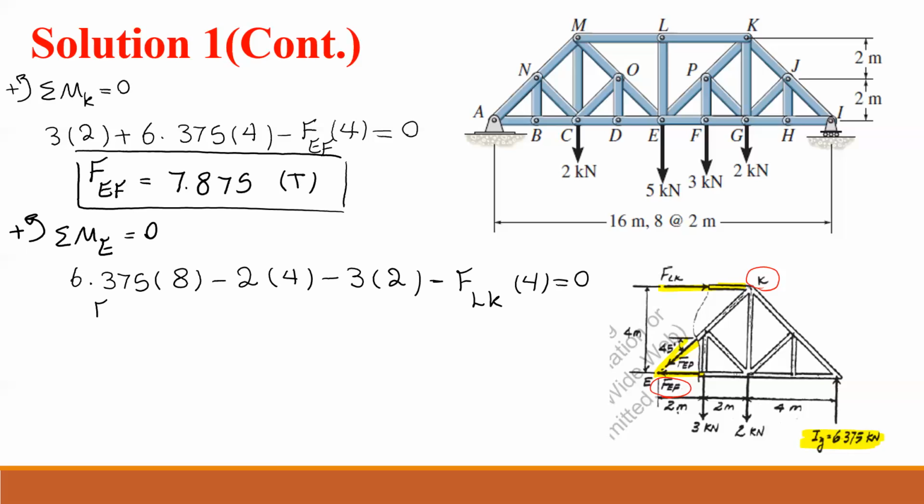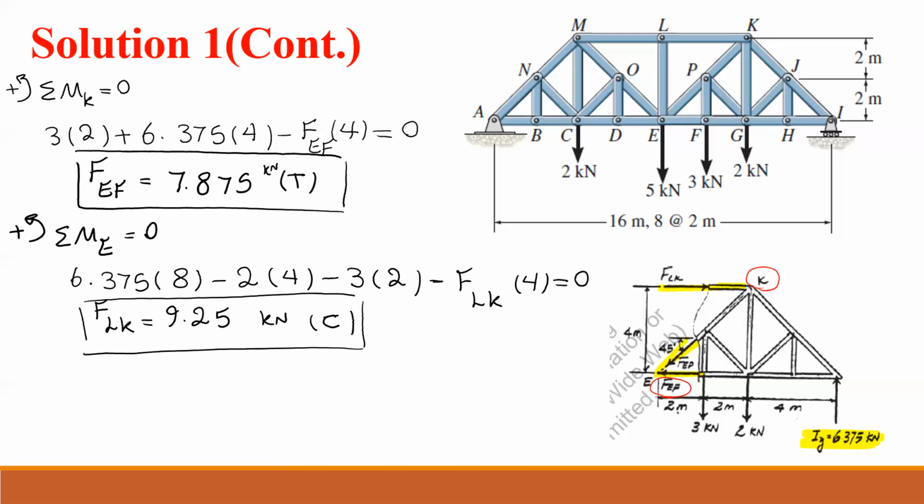From this equation, I can solve for FLK, which is 9.25 kilonewton. Forget the unit here. And again, I assume KL is in compression, and my assumption was correct. Otherwise, if I got negative, it means it wasn't in compression, it was in tension. Now it's time to find the last one. What is the last one?